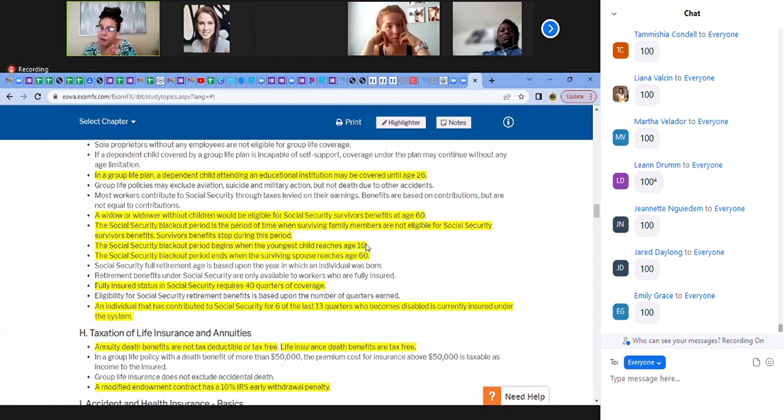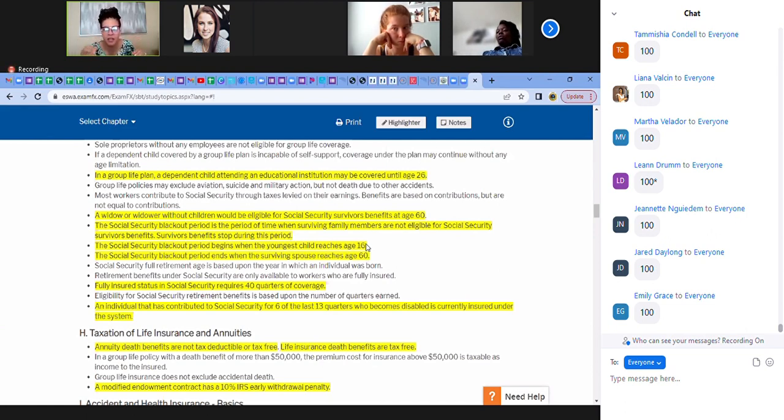Let's say I'm at 50. If I'm 50, when my youngest turns 16, I'm in a blackout period from 50 to 60. So again, you guys have to know when the blackout period is, and the blackout period is when the surviving spouse does not receive benefits. And when do we not receive benefits?